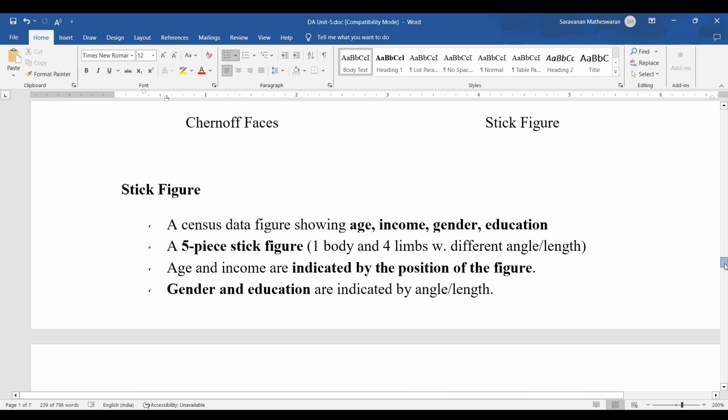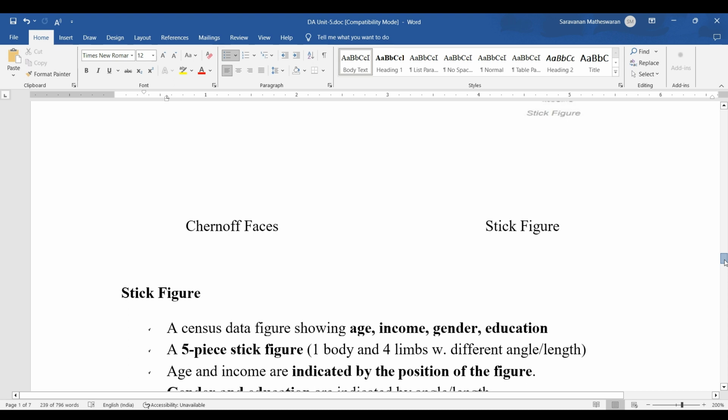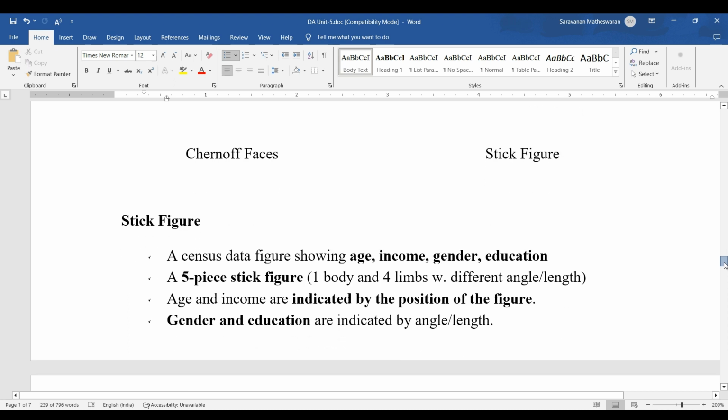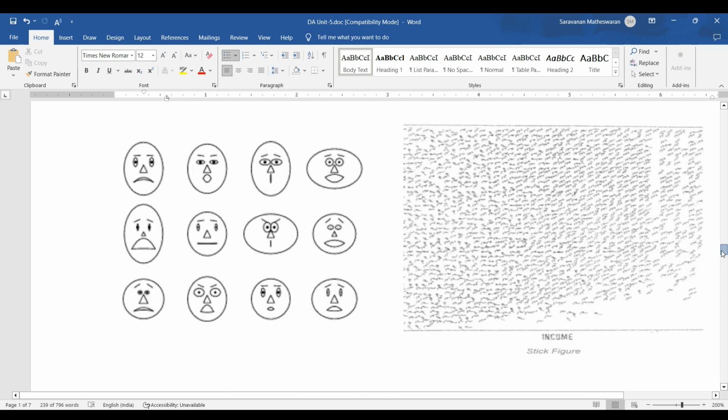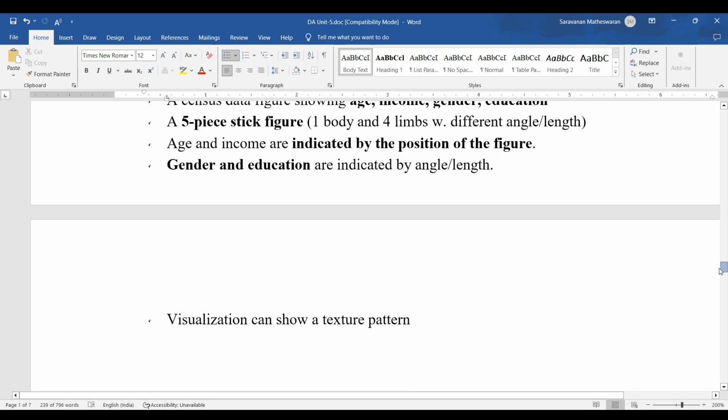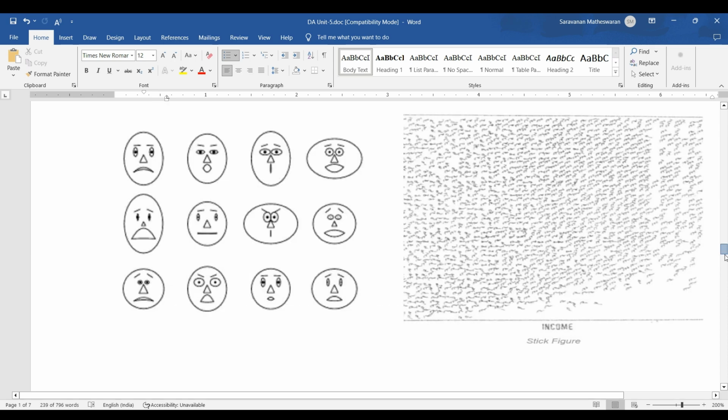And the stick figure is there. For stick figures, census data is given, with figures sourced by age, income, and education. Five pieces of the stick figure are given: one is the body, four are the limbs, with different angles given. In the figure, what is shown is only the income rate. Those with the highest incomes are in one area, and those with the lowest incomes are in another area. Also, education is indicated by angle and length. Visualization can be shown by textual patterns.